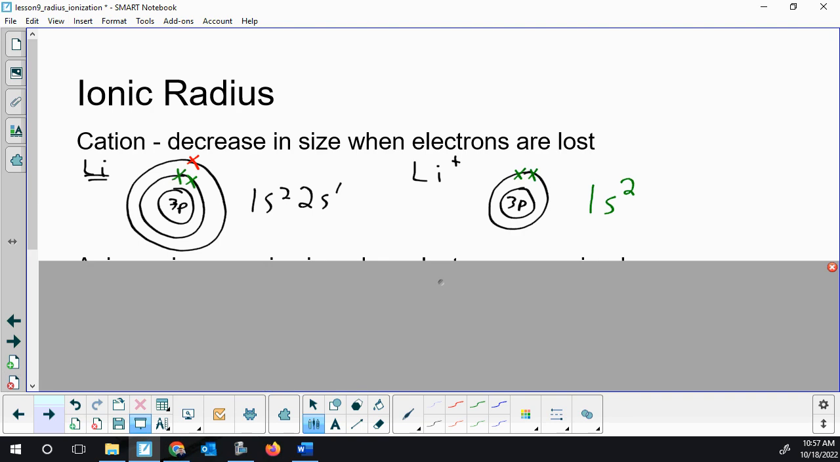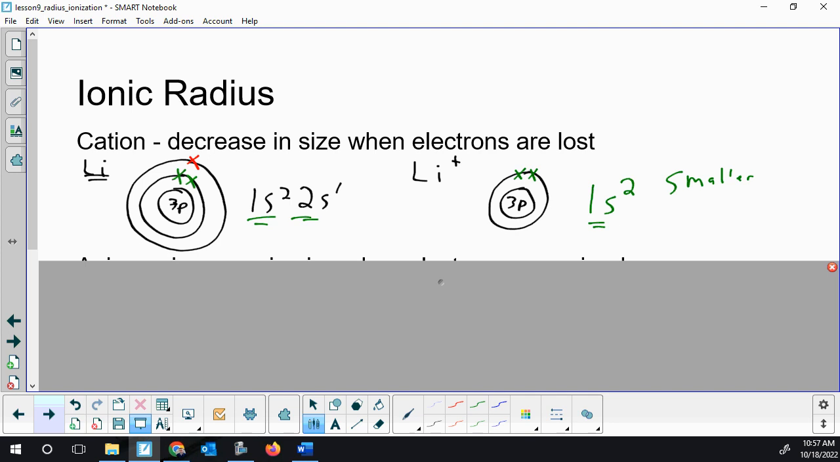Lithium has 2 energy levels. Lithium ion only has 1. So we went from 2 rings down to 1 ring. Okay. So this is going to be smaller. It's got a whole less energy level.